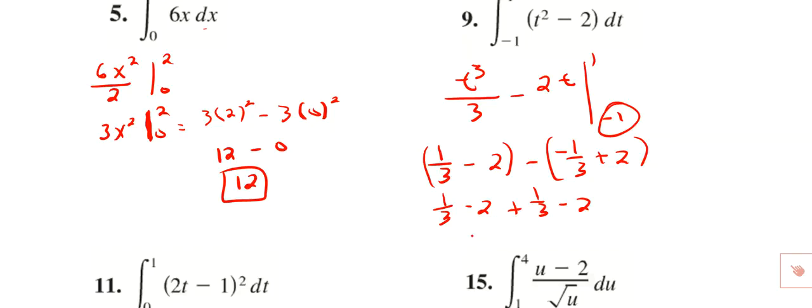And it might be helpful to go ahead and convert those 2's into thirds, so we will have common denominators there. So 6/3 here and 6/3 here. And then we can quickly simplify that. 1/3 minus 6/3 is negative 5/3. Plus 1/3 is negative 4/3. Minus 6/3 is negative 10/3.